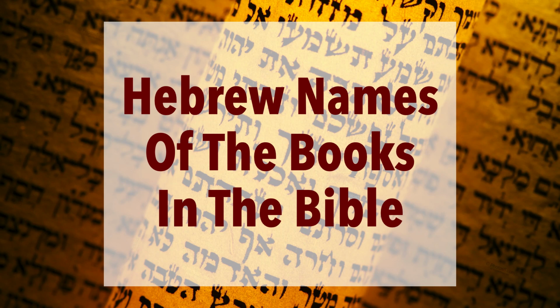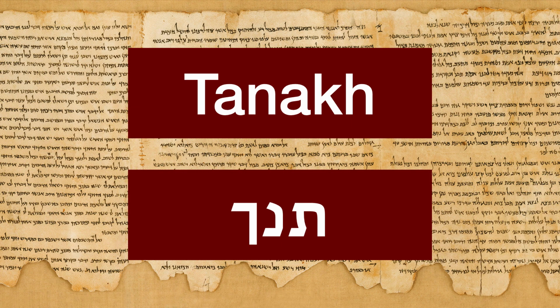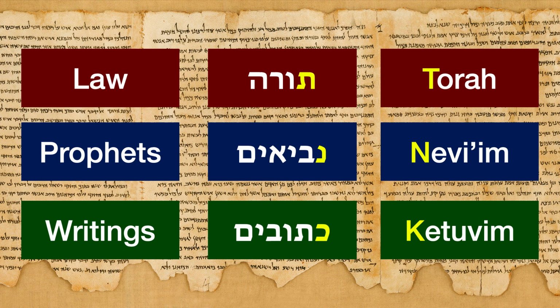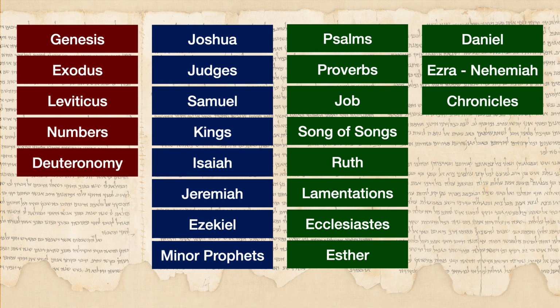This is Moses Gumadi, and in this video, we will talk about the Hebrew names of the books in the Bible. We have seen in the last video that the Bible, the Hebrew Bible, is known as Tanakh, which is an acronym of Torah, Nevi'im, and Ketuvim. I have colored them in three colors to show how the books can be divided like this.